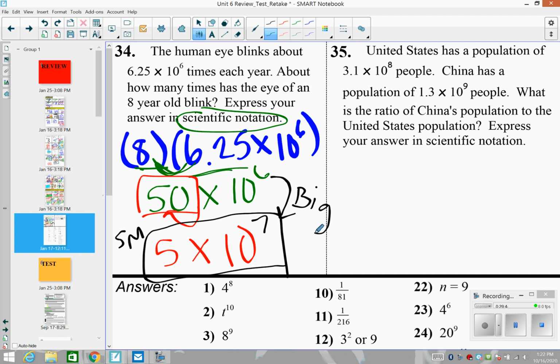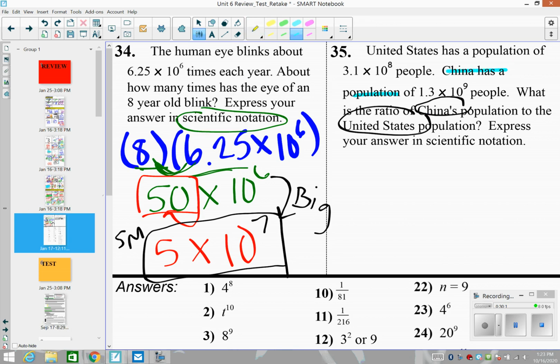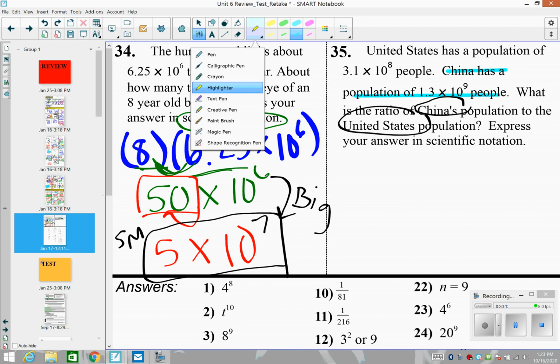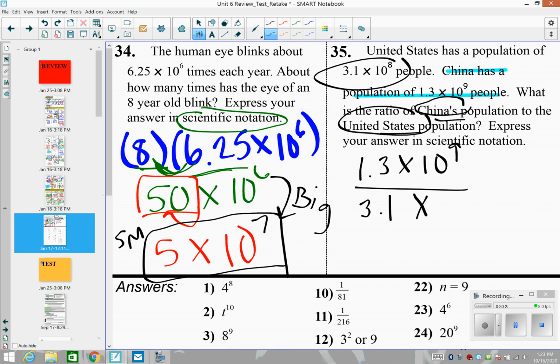35 is our last problem of the day. I kind of lied before when I said we were done. The United States has a population of 3.1 times 10 to the 8th people. China has a population of 1.3 times 10 to the 9th people. What is the ratio of China's population to the United States population? Make sure you read the question carefully. So China's population is this, and we're going to stack that on top because that's what it says to do, China over US. So 1.3 times 10 to the ninth, divided by 3.1 times 10 to the eighth.